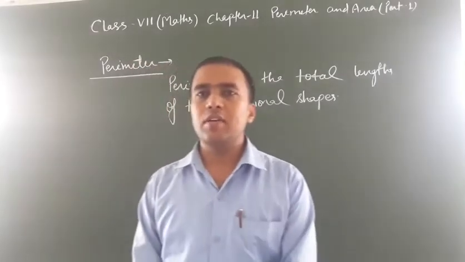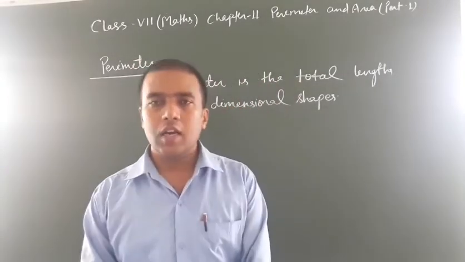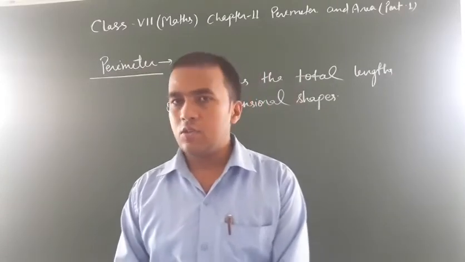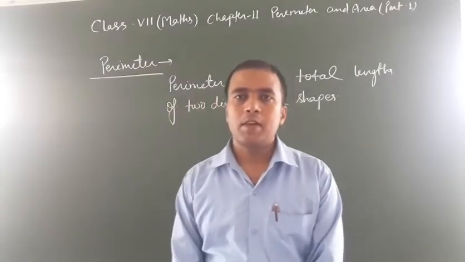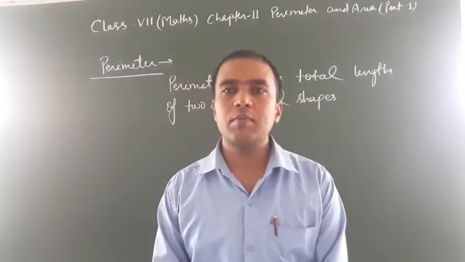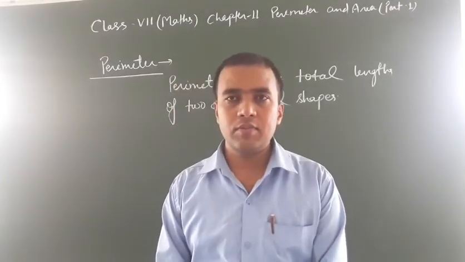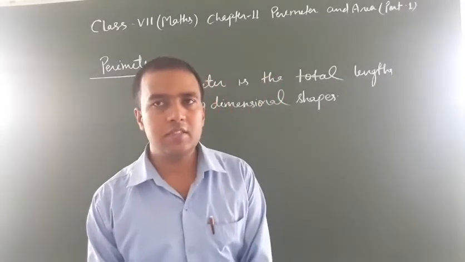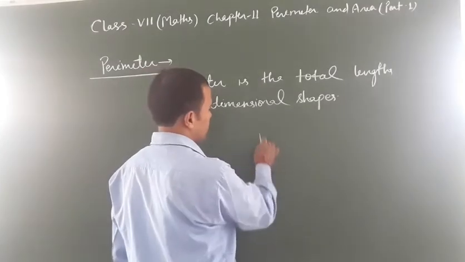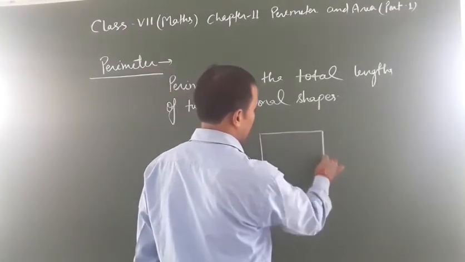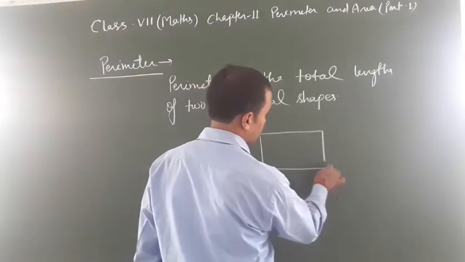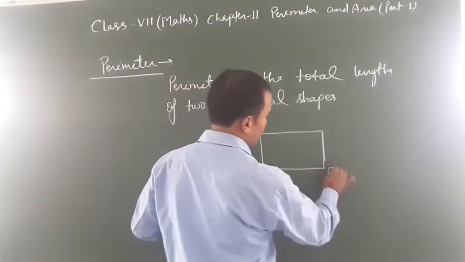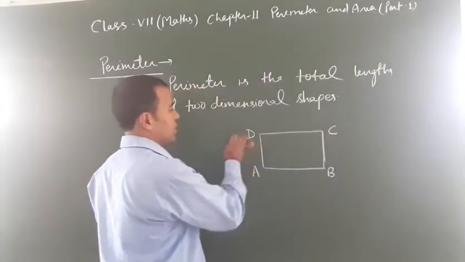If any figure is given and they ask for its perimeter, suppose you do not know the formula, you can do the sum of all sides. Suppose a rectangle is given. Rectangle ABCD. Clear?